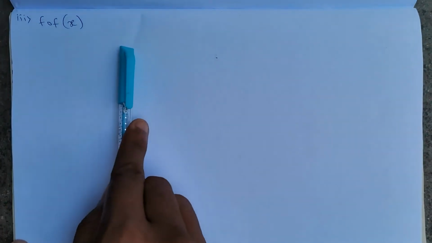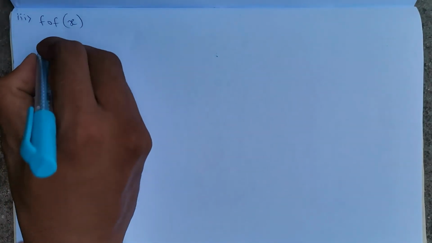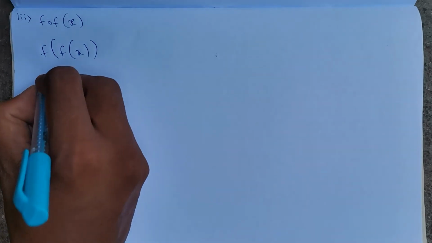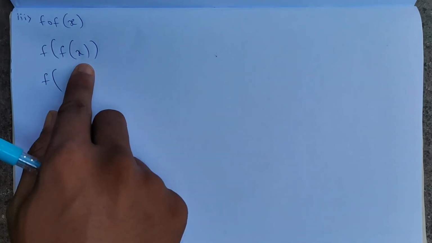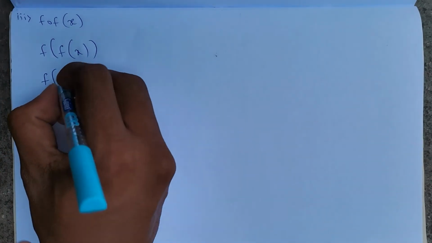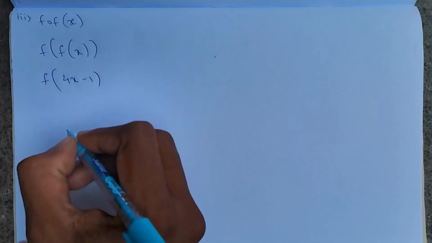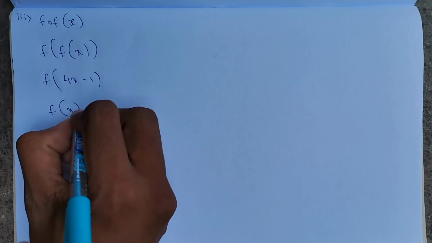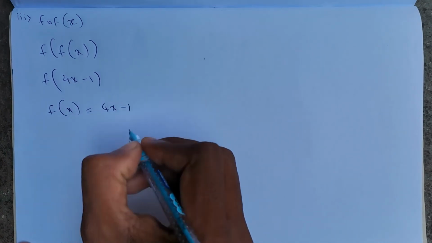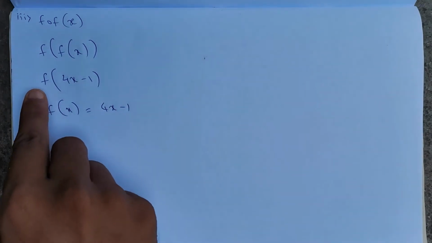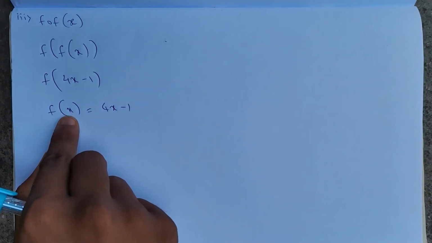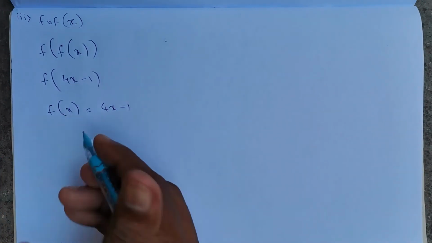Okay, the next question is f of x. F of x value in the question he gave as 4x minus 1. So f of x value is 4x minus 1. Then what is the value of f of 4x minus 1? It means in the place of x we need to substitute 4x minus 1.